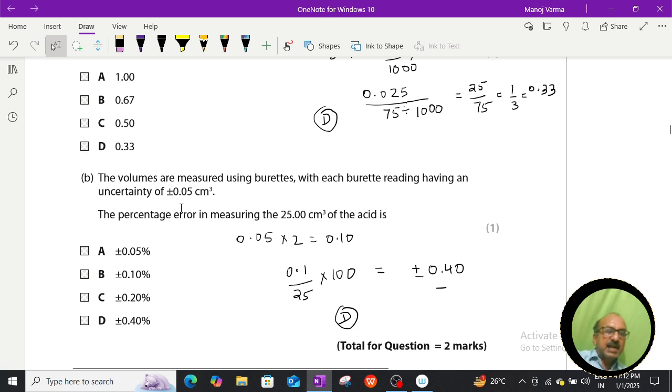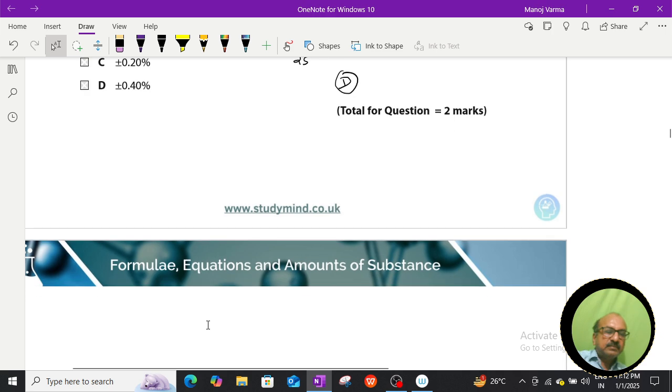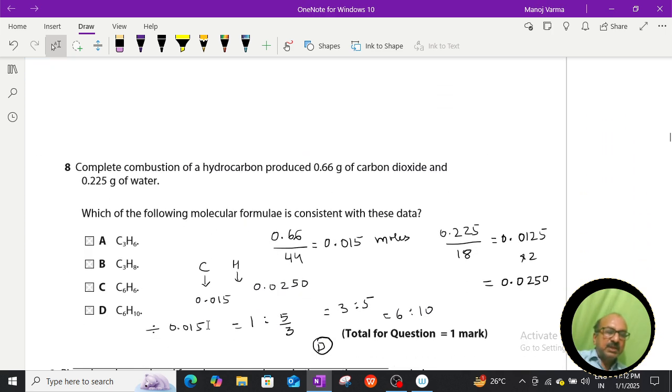Here you have to understand that 0.05 centimeter cube is the uncertainty in one reading, but burettes are read two times, that is the initial burette reading and the final burette reading. So the total error will be 0.05 into 2, which is 0.1, and now 0.1 over 25 into 100% gives me plus or minus 0.4%, and that's why D is the correct answer. Going to the next question.